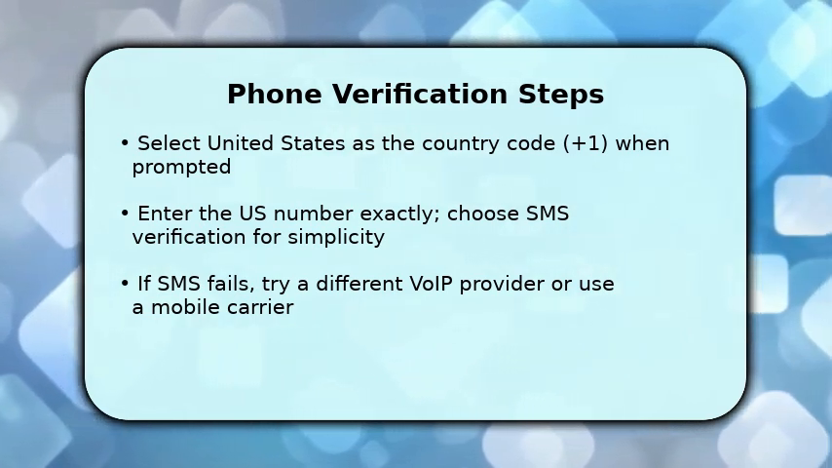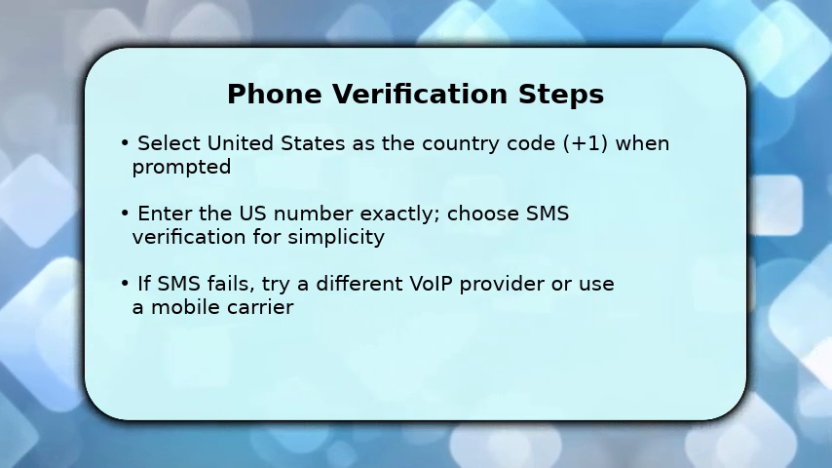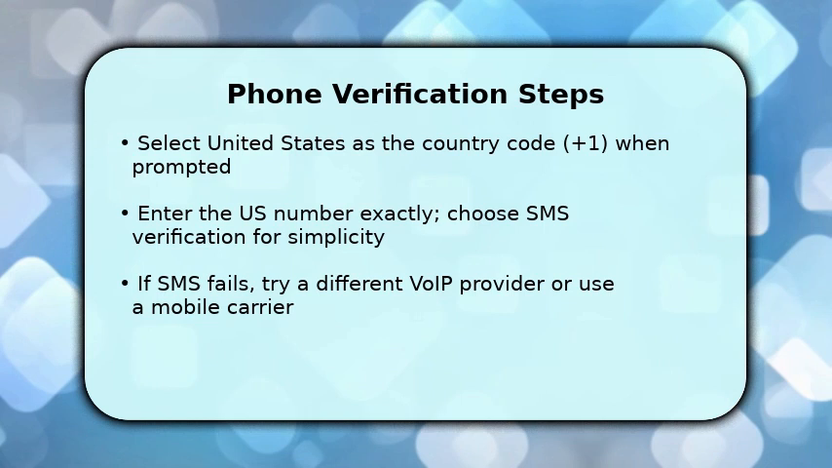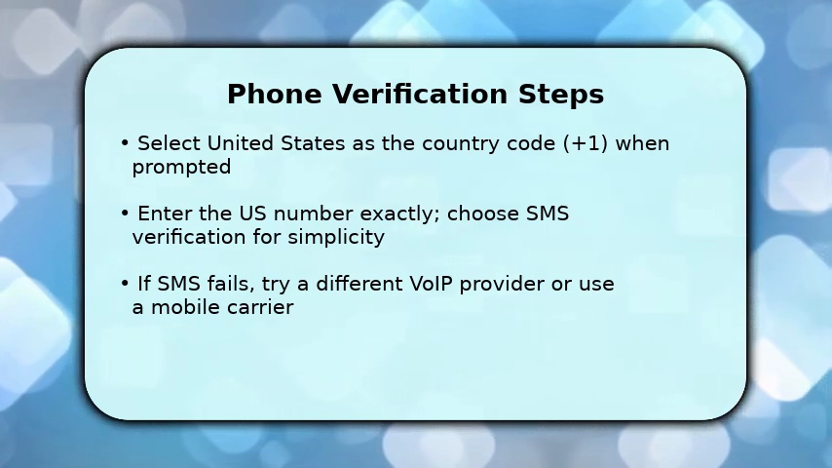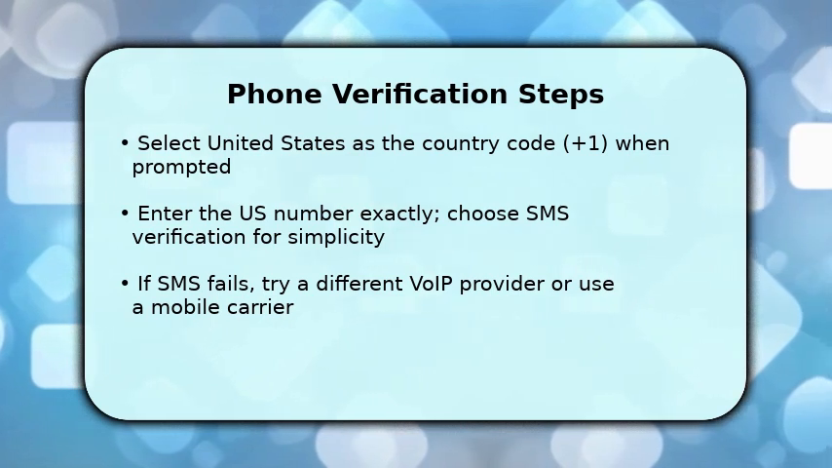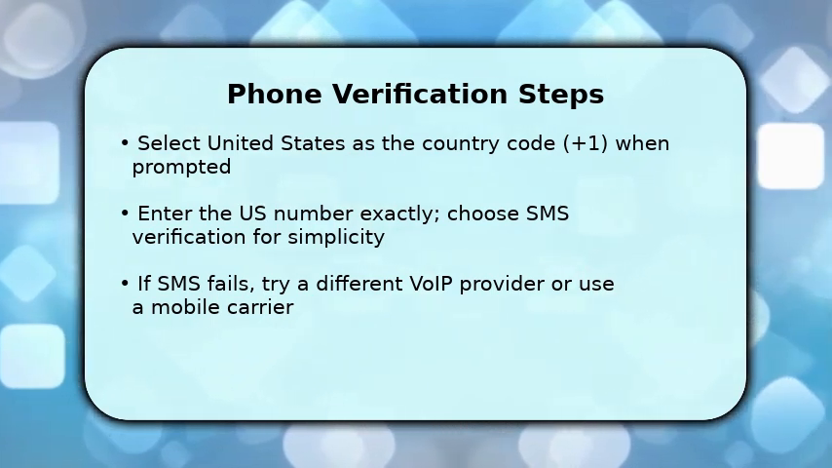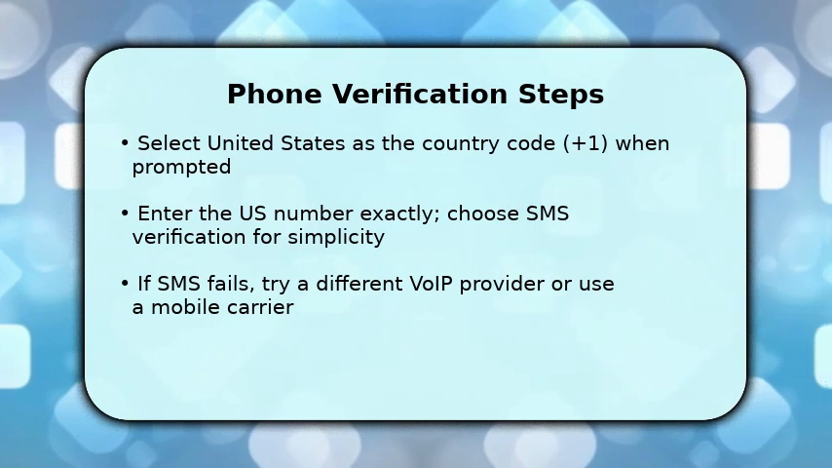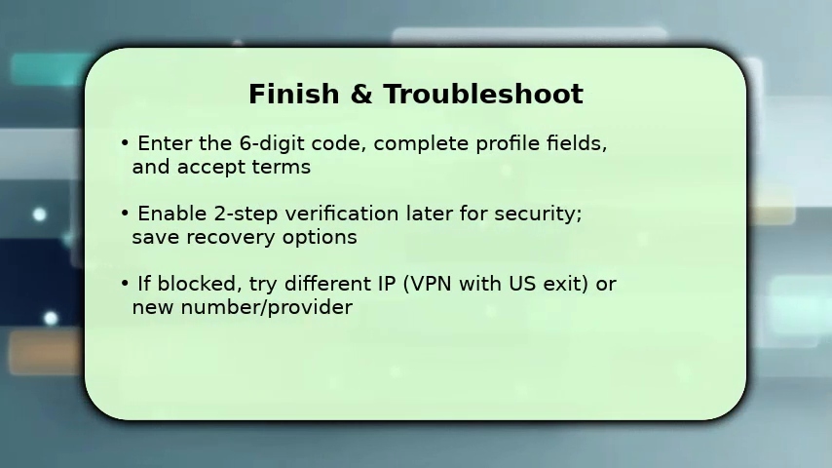If you don't receive it, wait a minute, then request again or switch providers. Some VoIP vendors are blocked. Make sure the number isn't already tied to another account, and keep the verification window active while you watch for the code. Finish by inputting the 6-digit SMS code, completing DOB and recovery fields, and accepting Google's terms.